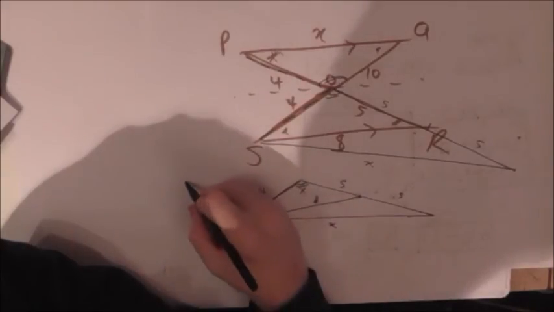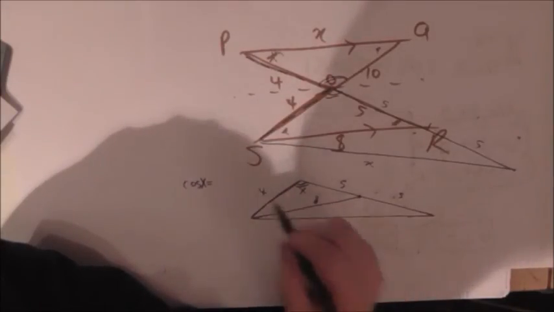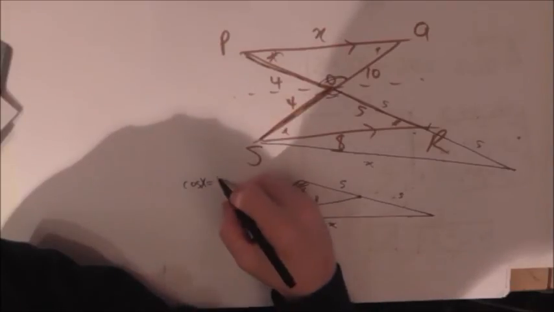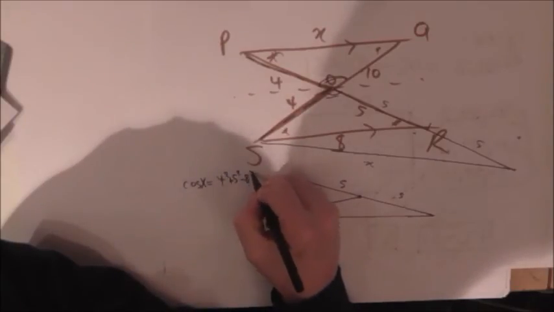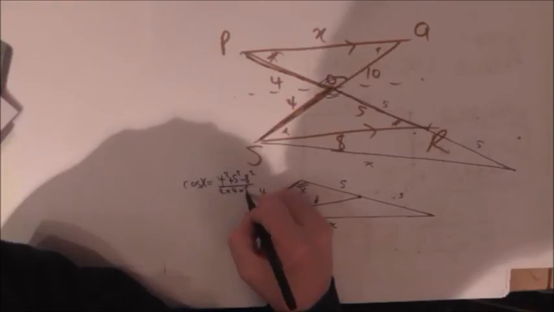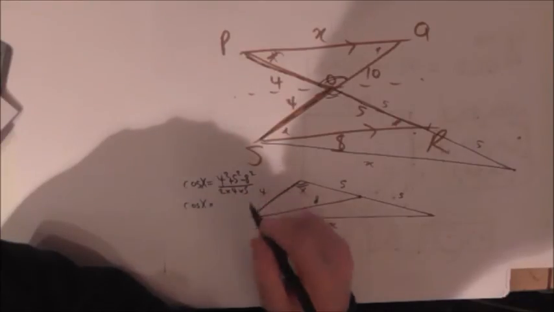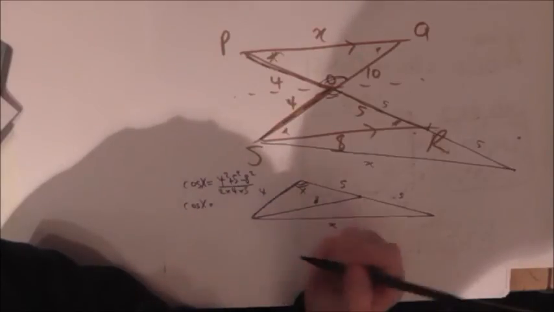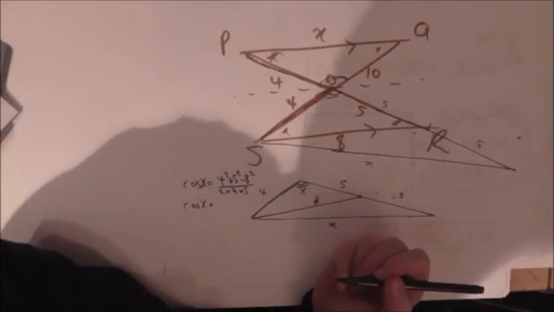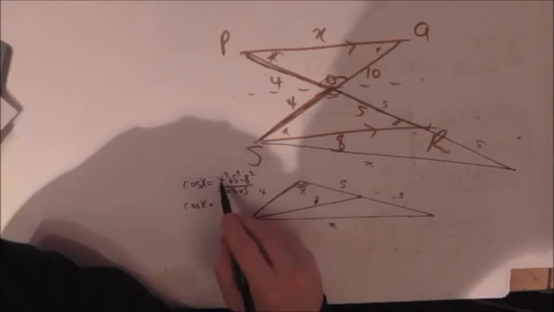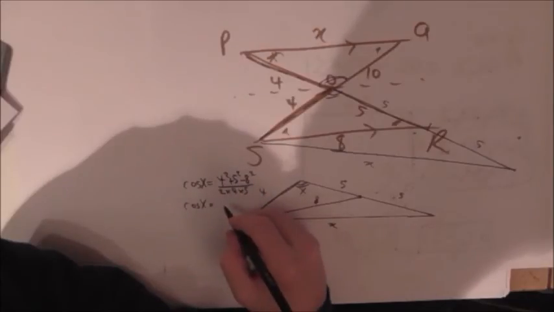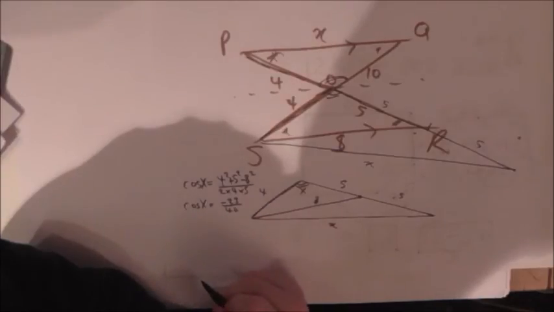Call that x. So cos x equals 4 squared plus 5 squared minus 8 squared, all over 2 times 4 times 5. So cos x equals, well, that can't be right. There you go. That's 41 minus 64. 41 minus 64 is negative 23 over 40.